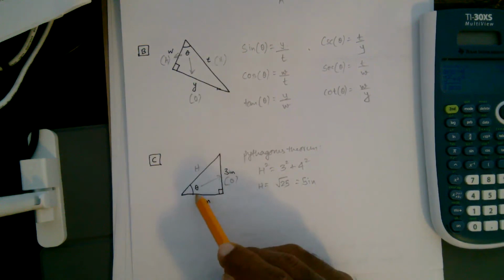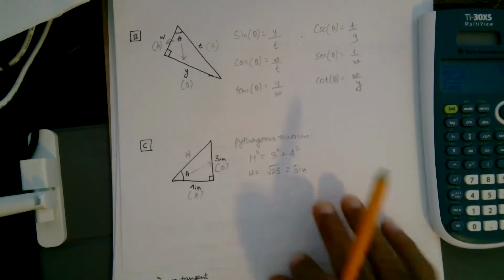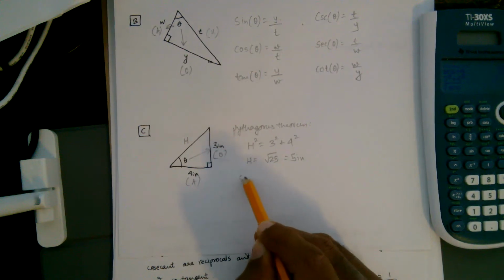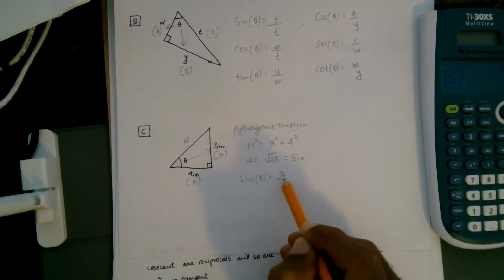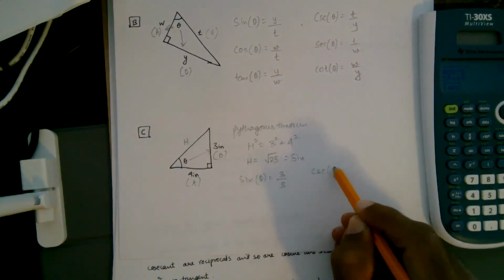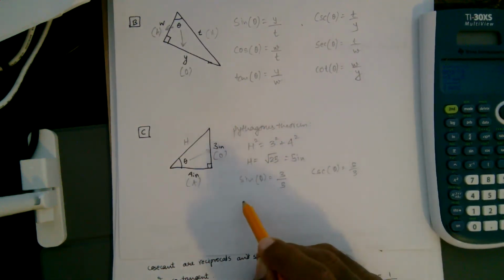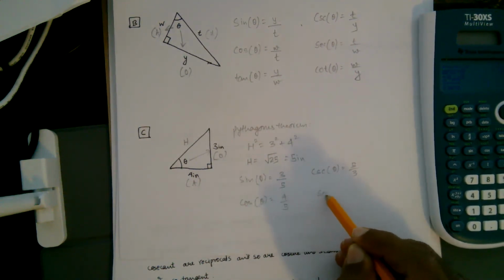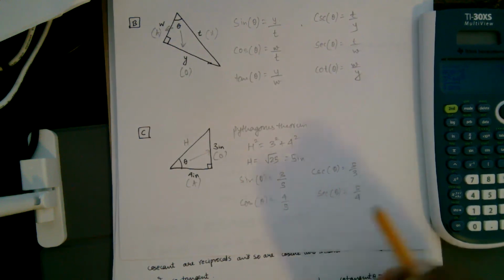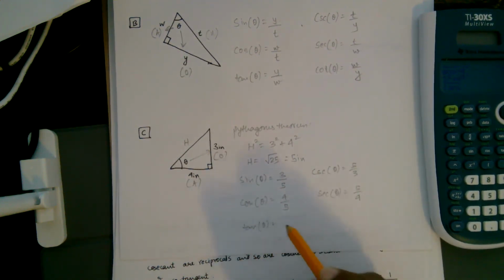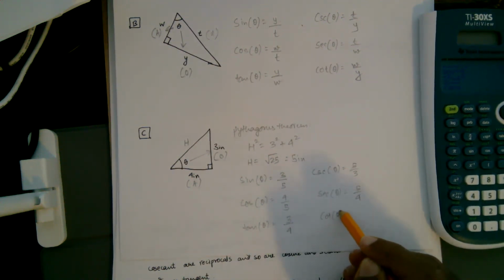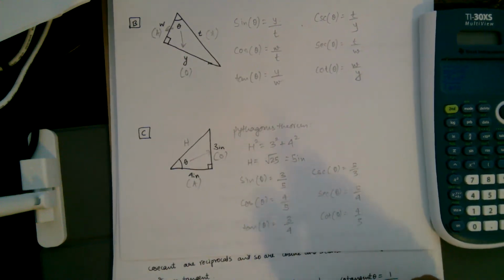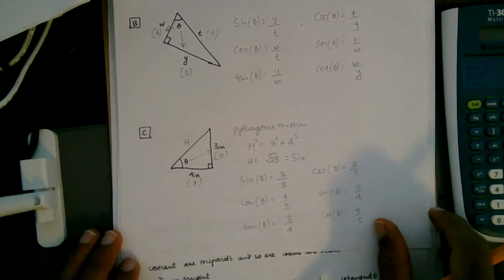This is my opposite, and this is adjacent. So the procedure is the same. I go sine theta, opposite over hypotenuse. Therefore, cosecant is the reciprocal of that. Cosine is adjacent over hypotenuse, and secant is the reciprocal of that. Tangent is opposite over adjacent, and cotangent is the reciprocal of that. Alright, so those were some examples of finding the trig ratios.